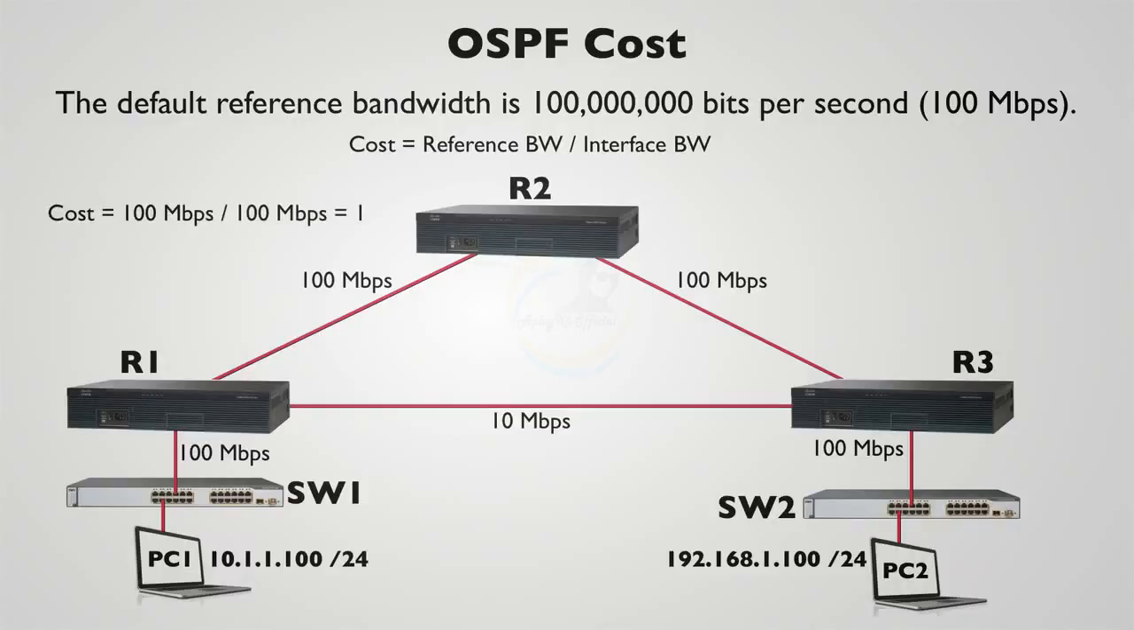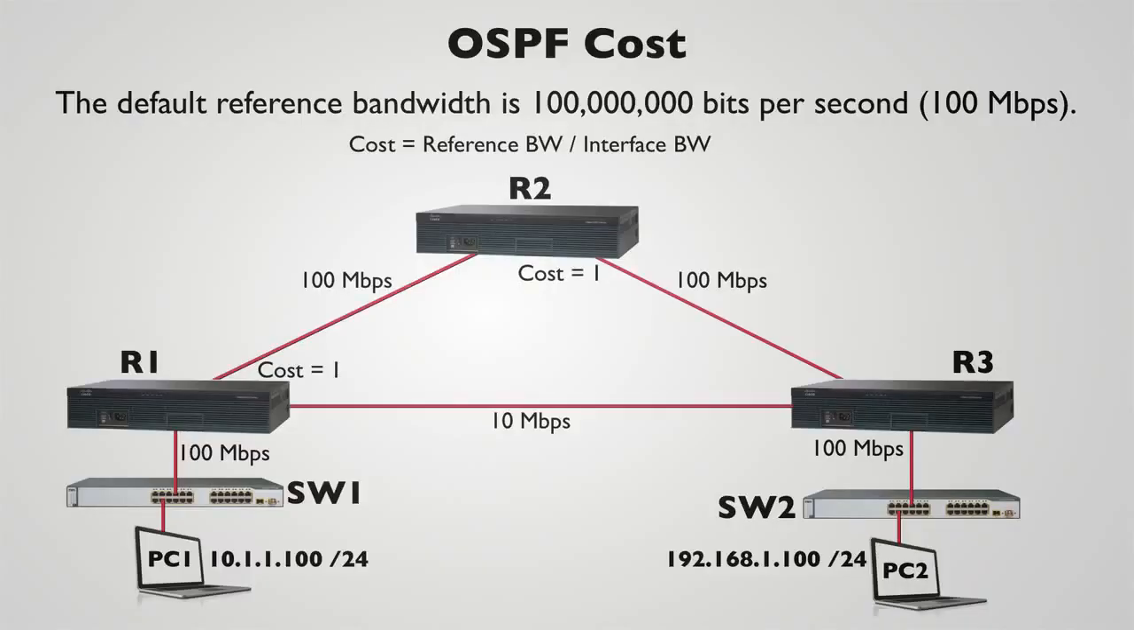What would be the cost as we're leaving R1 going up to R2? Well, the reference bandwidth is 100 megabits per second. Our interface speed is 100 megabits per second. 100 divided by 100 is 1. We've got a cost of 1 as we're leaving R1 going up to R2. And using that same calculation, we have a cost of 1 because it's a 100 megabit per second link. We've got a cost of 1 on R2's outgoing interface going down to R3.